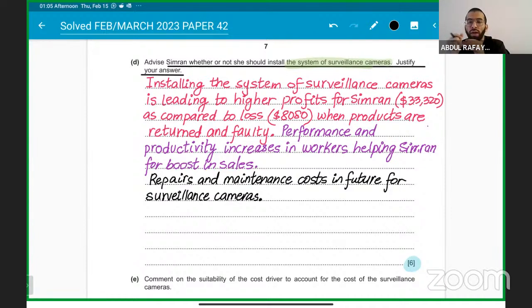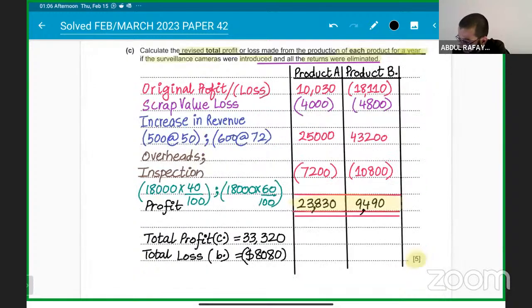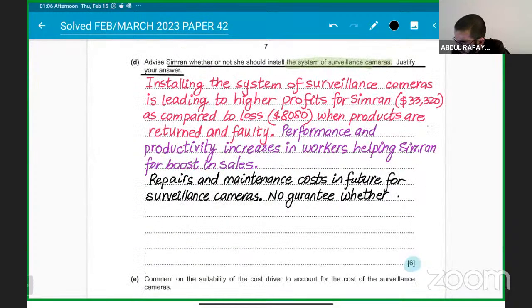Secondly, we need to understand that it's still not sure. Okay, no guarantee. You can always write these kinds of things as well. No guarantee whether all the returns will be eliminated in the future or not. Getting it, guys? No guarantee whether all the returns in the future will be eliminated or not using this.